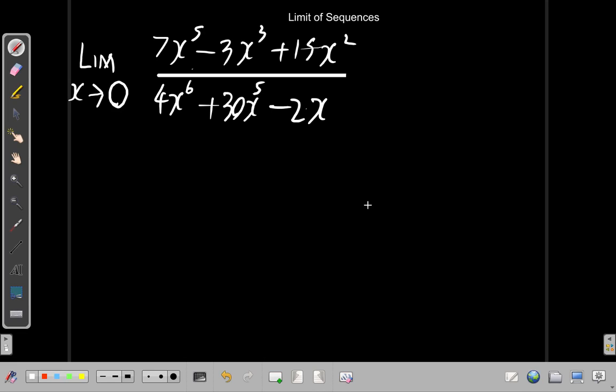Let us look at this example. Find the limit as x tends to 0 of this function, which is a polynomial divided by another polynomial, right?